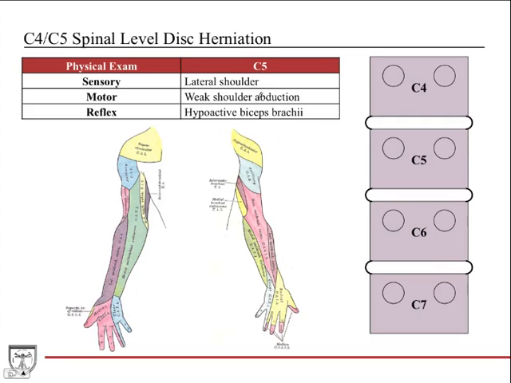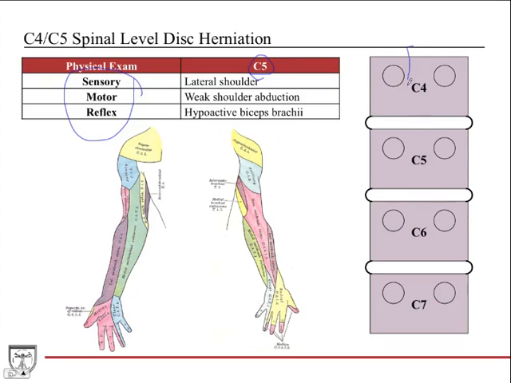This is stuff that can very easily help you get the question right without having to spend too much time. So you've got to know these roots. C5 root: if you see one of these physical exam findings, the sensory finding, motor, or reflex, it indicates a lesion at C5. What we're talking about here would be a disc herniation that impinges on the spinal nerve, the C5 spinal nerve.